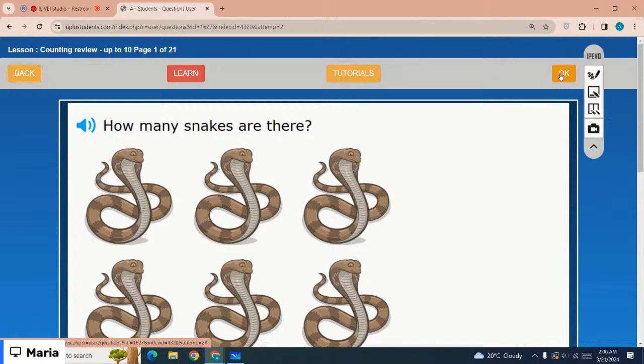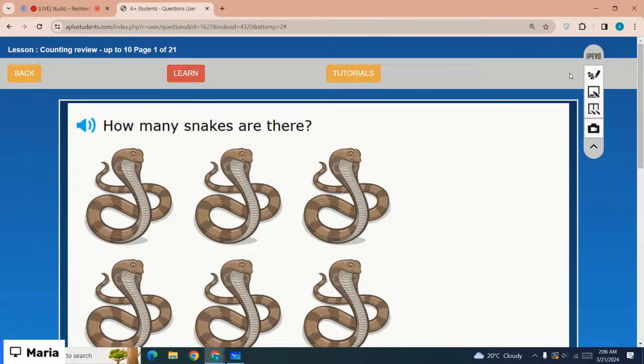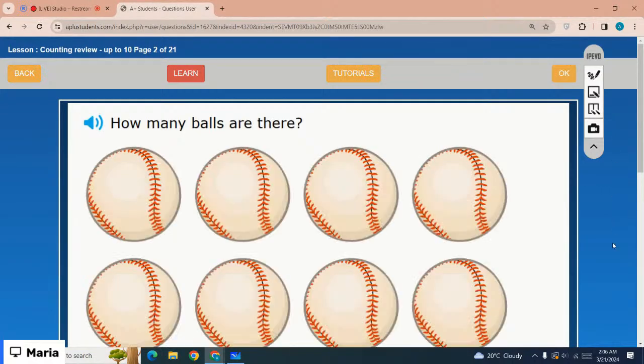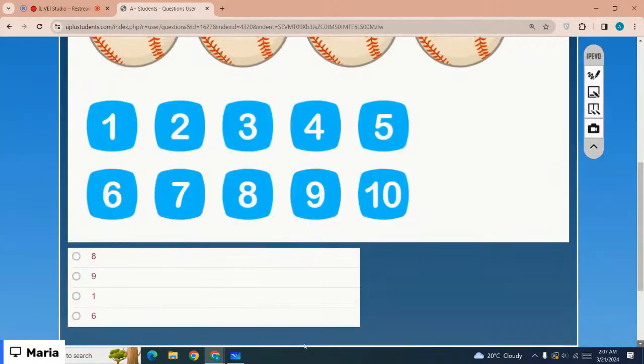Okay, the next one is, why I am again on the first question, because I haven't clicked on the OK button. Okay. The next one is how many balls are there? So which is the correct option? The correct option is 8 balls, right? Very good. The correct option is 8.